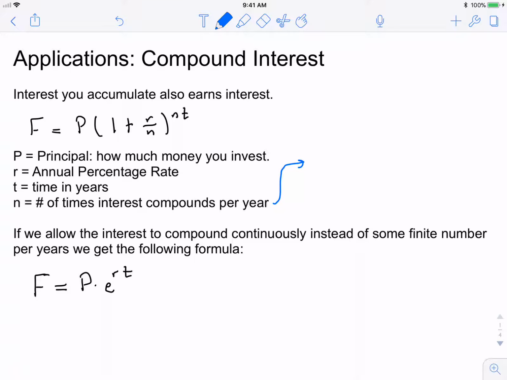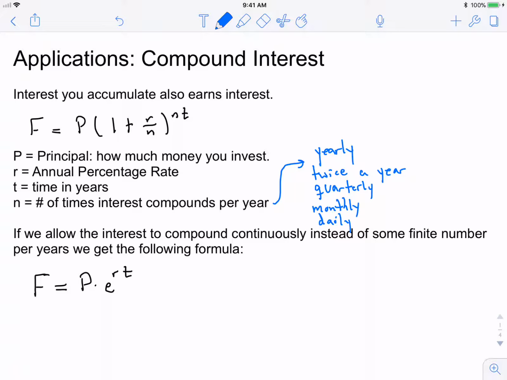Now, N can be a couple things. It can be yearly, where our interest grows once a year, and we add it back in. It can be twice a year. It can be quarterly, 4 times a year. It could be monthly, or it could be daily, and anything in between.